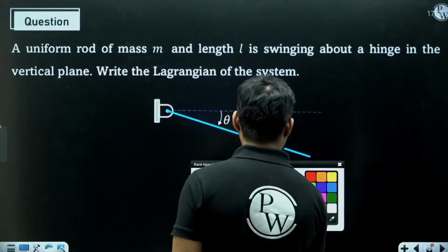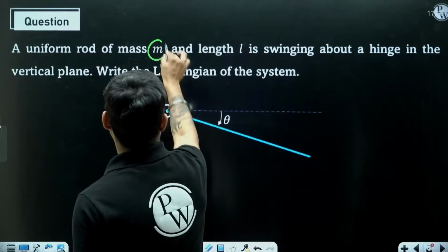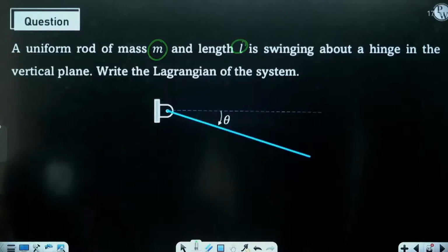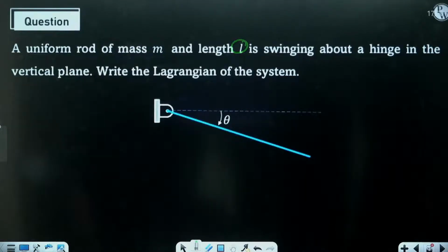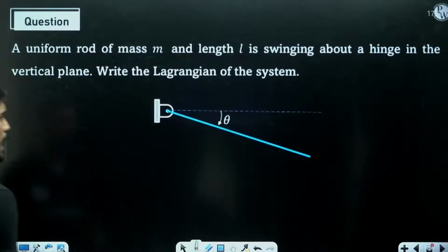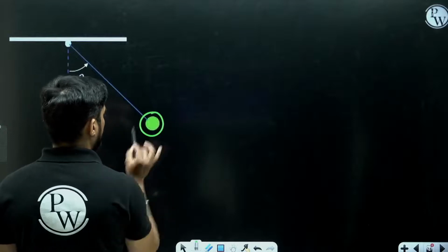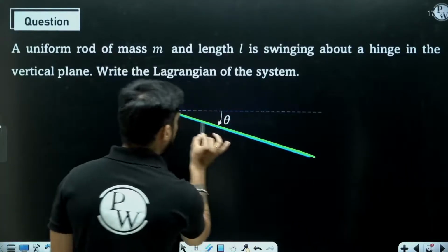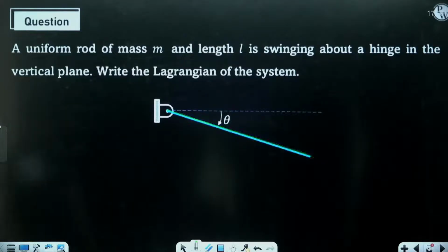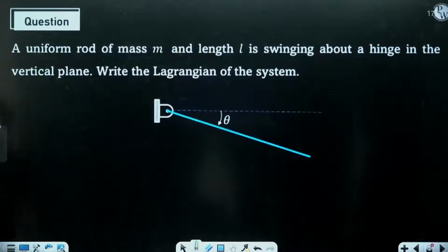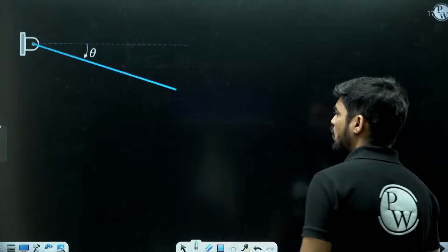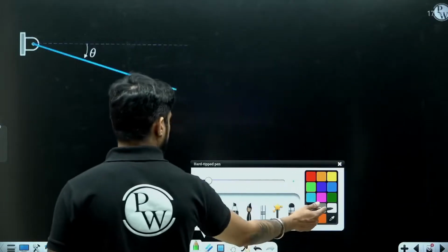A uniform rod of mass m and length L is swinging about a hinge in a vertical plane. Write the Lagrangian of the system. So this time your rod is swinging. Last time there was a single particle, but this time the entire rigid body is swinging. So here we have to apply the concept of rigid body motion, not the concept of a particle. So understand, here also your generalized coordinate will be theta only.